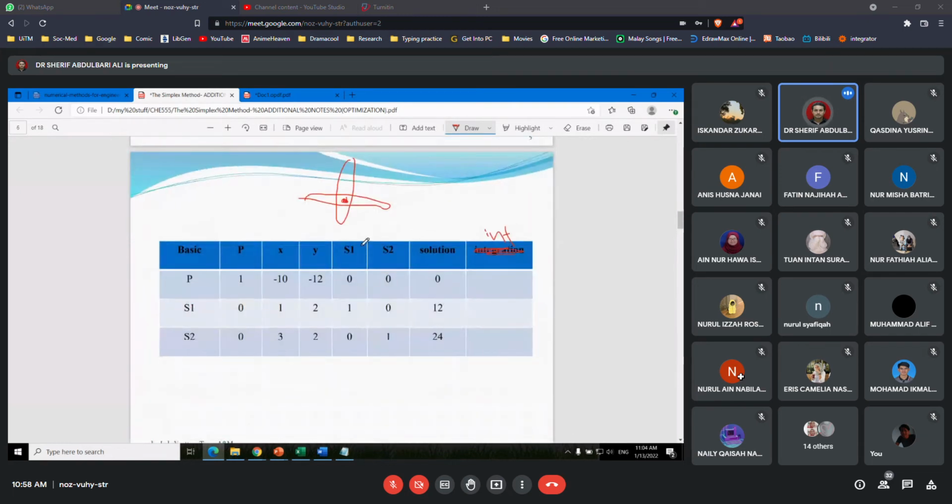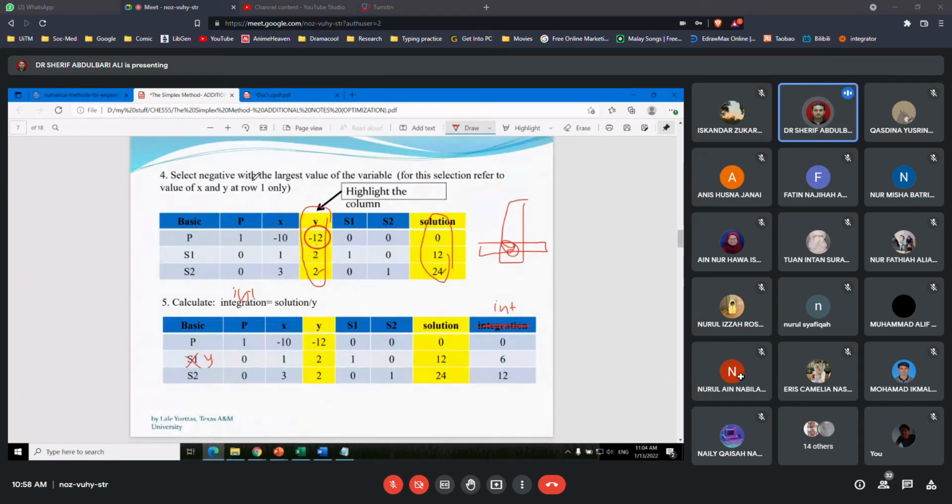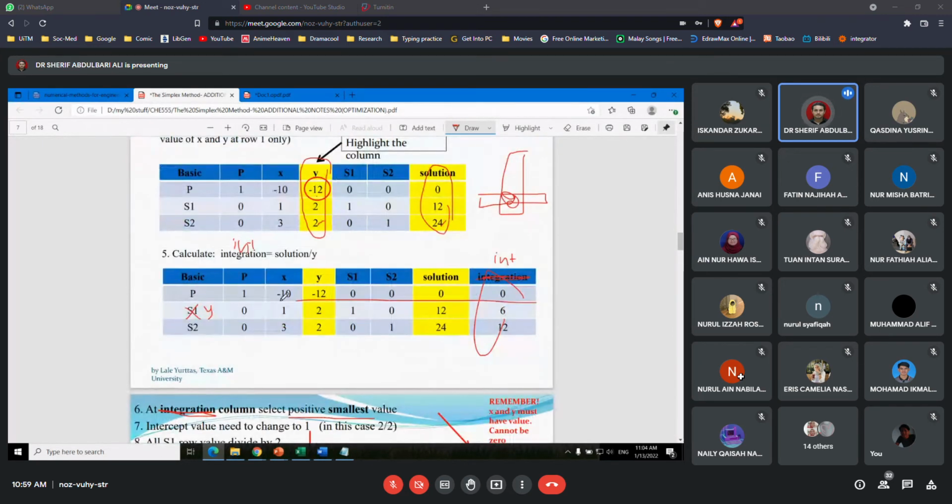Then you are going to find the pivot column by finding the highest negative value. Then you are going to divide the solution over the pivot column to find the intercept. With the intercept, you are going to find the pivot row. So it's exactly the same as solving a maximization problem. The only difference is how you are going to convert from minimization to a maximization problem.